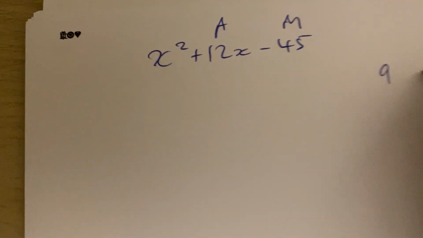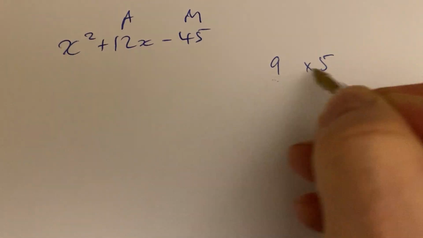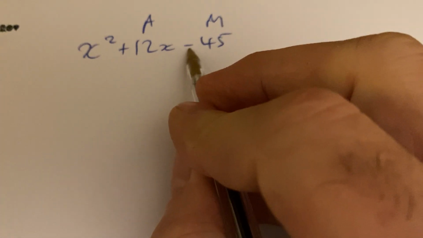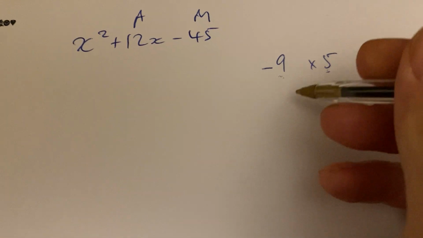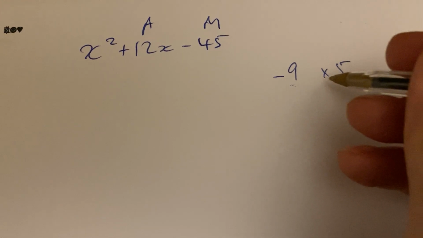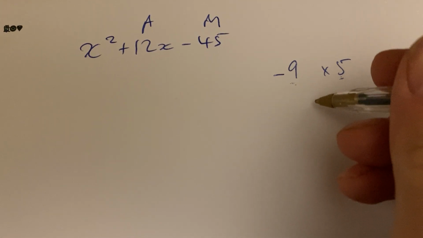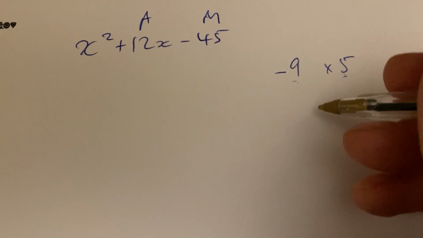So 9 times 5 is 45, but there's no 12 happening there. Plus this is a minus there, so one would have to be a minus. Clearly not getting anything there. So what else can I think about in that one? 5 times 9. Oh, crikey.